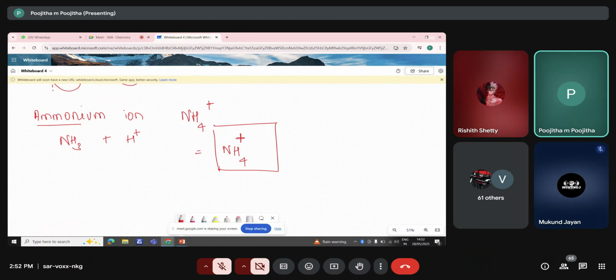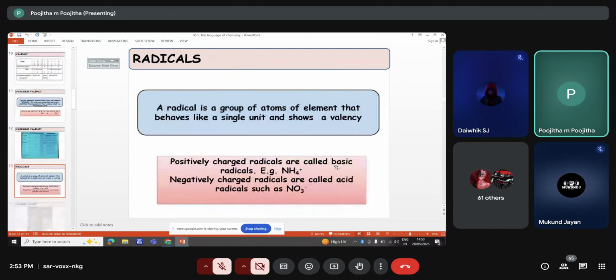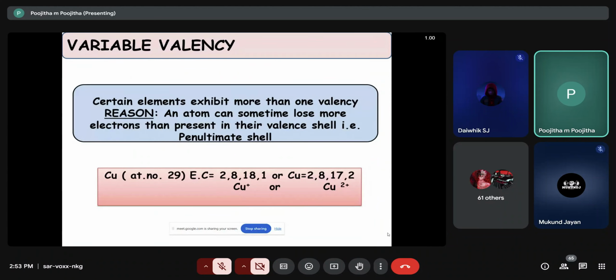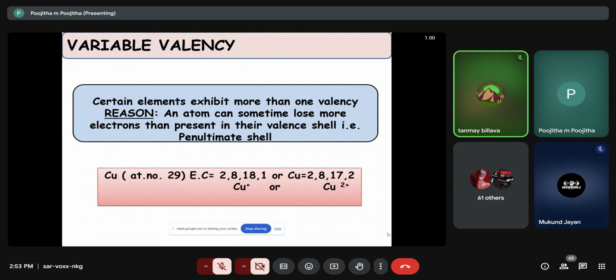So this we discussed. Go through these, then I'll continue. What is variable valency? Ma'am, can we write this in our notebook? Yeah, you can write. You want to copy?